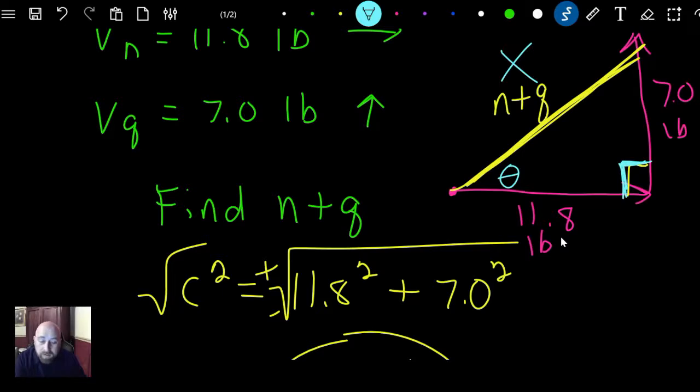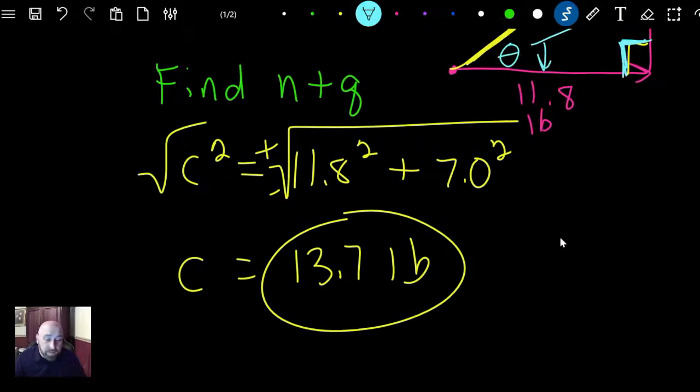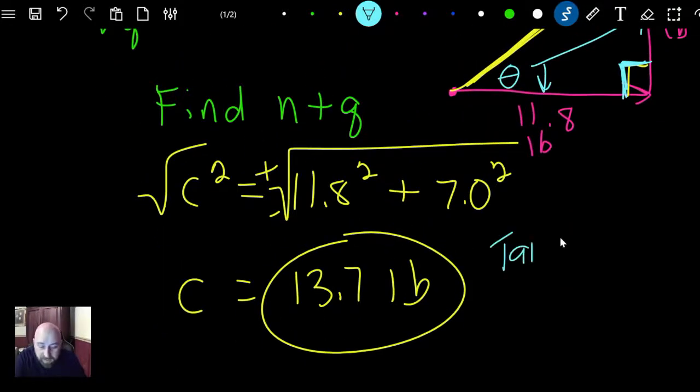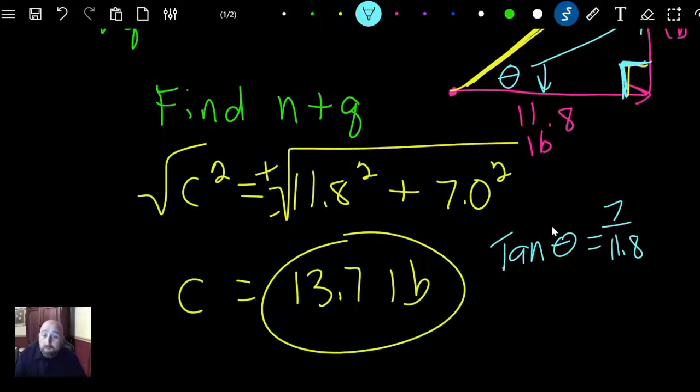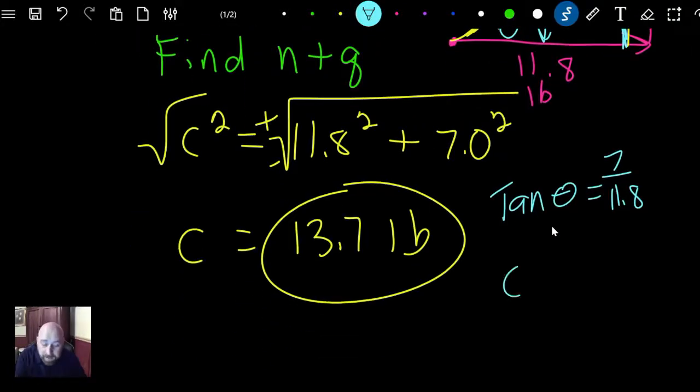And so this is going to be the opposite. Okay. And this is going to be the adjacent. So we could use tangent since we have opposite and adjacent. So we could go tangent of theta equals opposite, 7 over 11.8. And then we would just do inverse tangent to find out what our theta is.